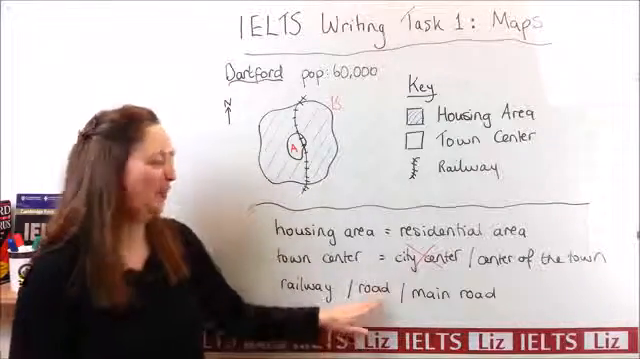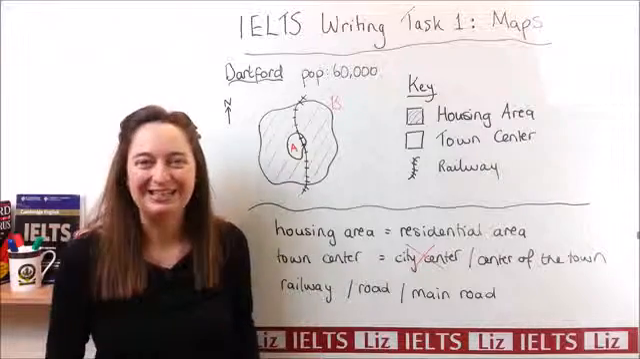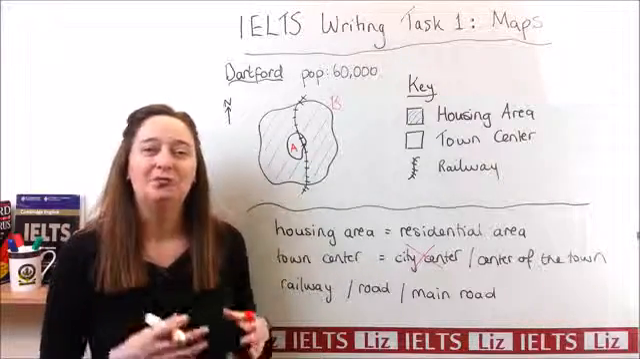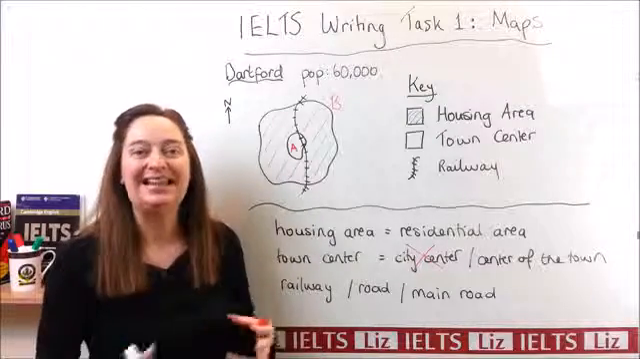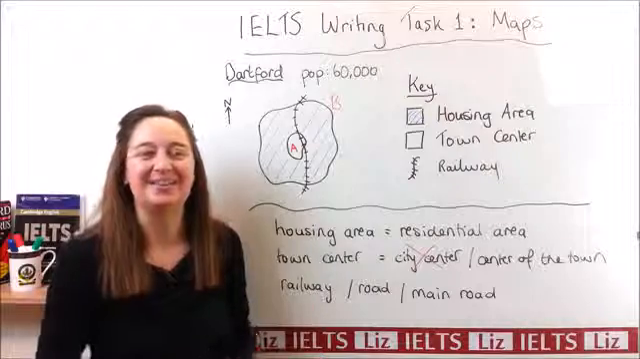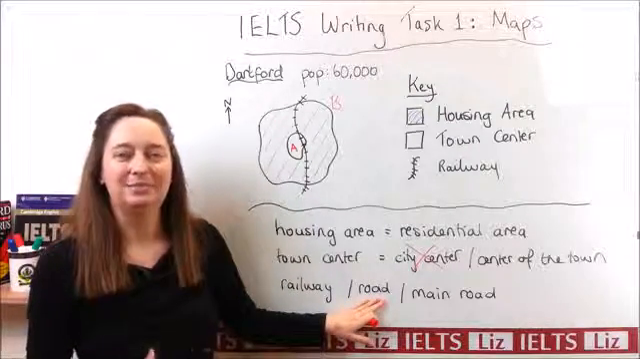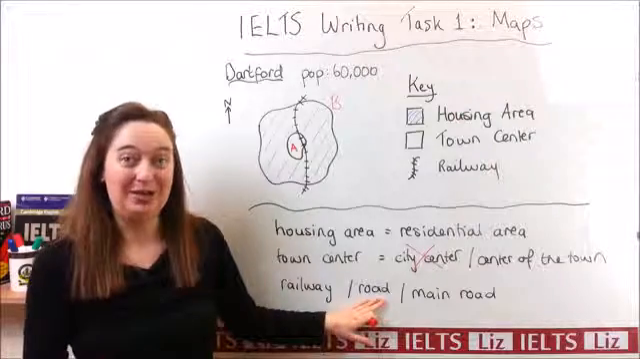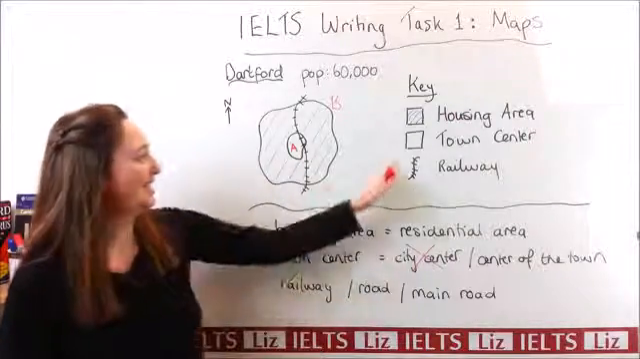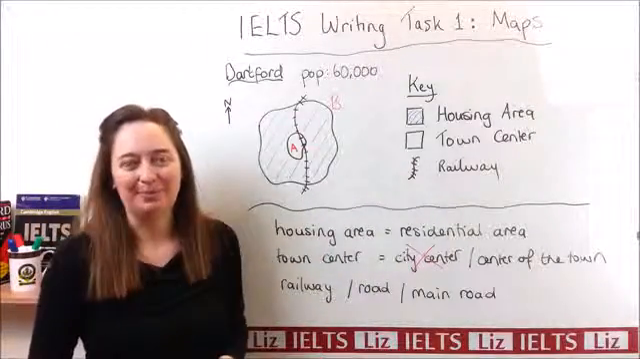And again, if you have roads, please do not paraphrase them as streets. Roads and streets are not the same thing. Roads are mostly between towns and streets are inside in the city centre. So if it says road in your key, then please write road in your writing for your writing task 1. Right, so that is the key. Now let's look at some more information about maps.